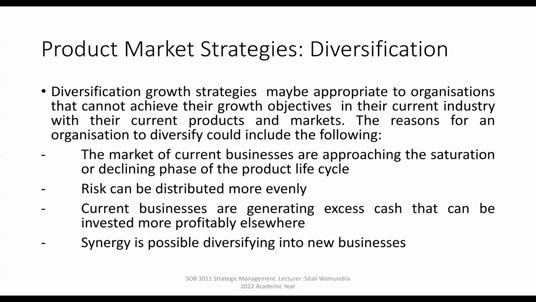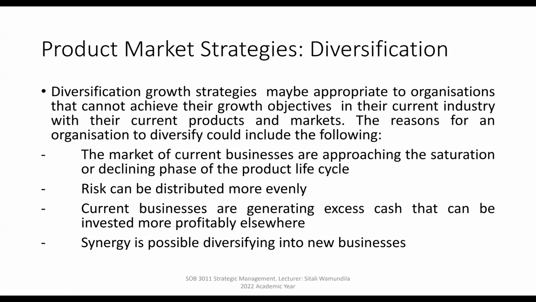Okay. Then the last strategy that you may use, which is a product market strategy, is called diversification, from the word diversify. Now, diversification strategies may be appropriate to organizations that cannot achieve their growth objectives in their current industry, using the current product and the current market. So if you are using the current product and the current market and you can't achieve your objectives, then the reasons for an organization to diversify can be valid.